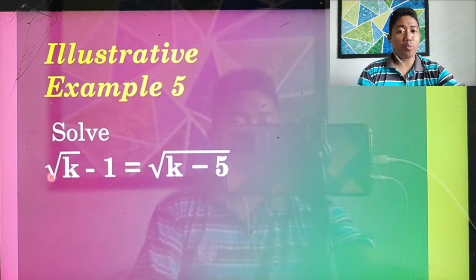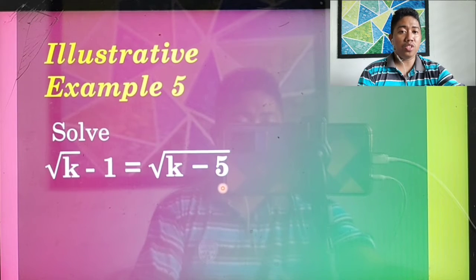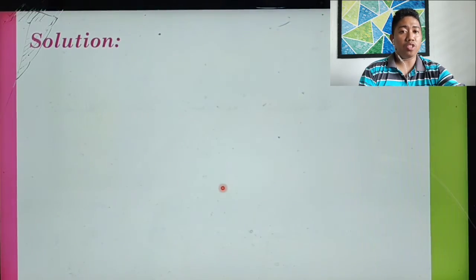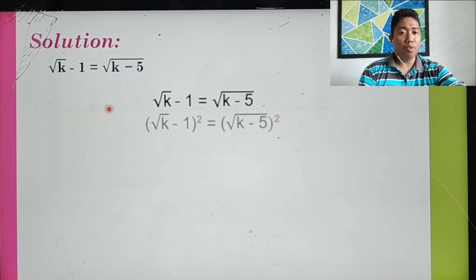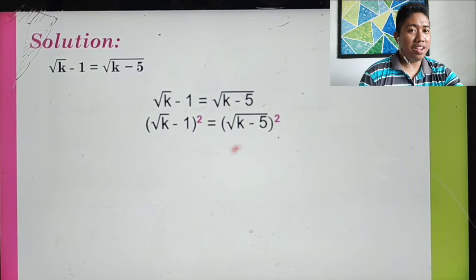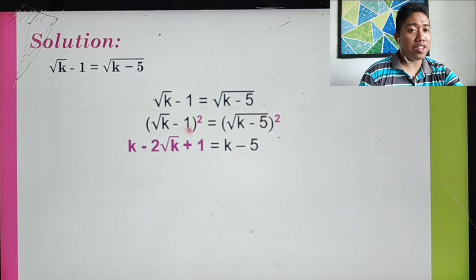How will you solve the square root of k minus 1 equal to the square root of k minus 5? To solve this kind of complicated radical equation, here is the solution. Given the equation, the first step is to square both sides of the equation. Squaring both sides, you will be able to eliminate the radical sign on the right side, so that is k minus 5. And then the square root of k minus 1, quantity squared.